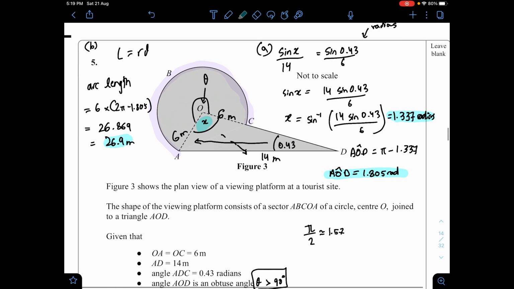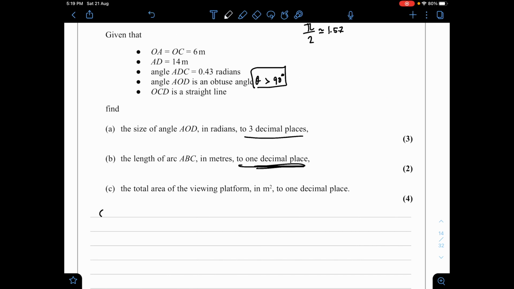So how do we get that? We need the area of this sector, right? If I just call it, we need the area of this sector plus the triangle, right? So how do we get that? So part C over here, we can say total area is area of sector plus area of triangle, right? We just put a triangle there.